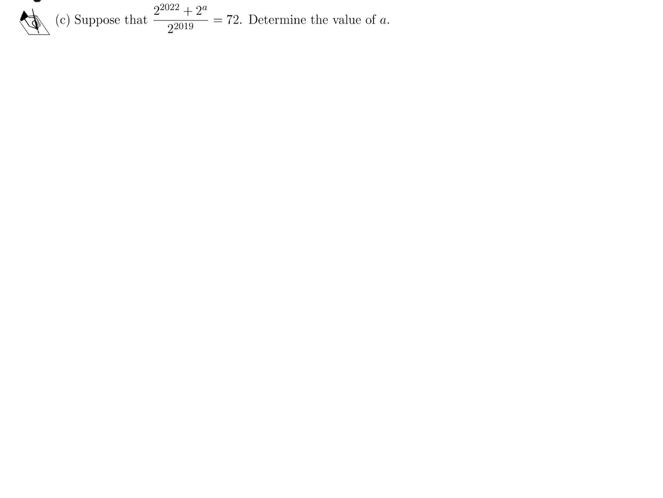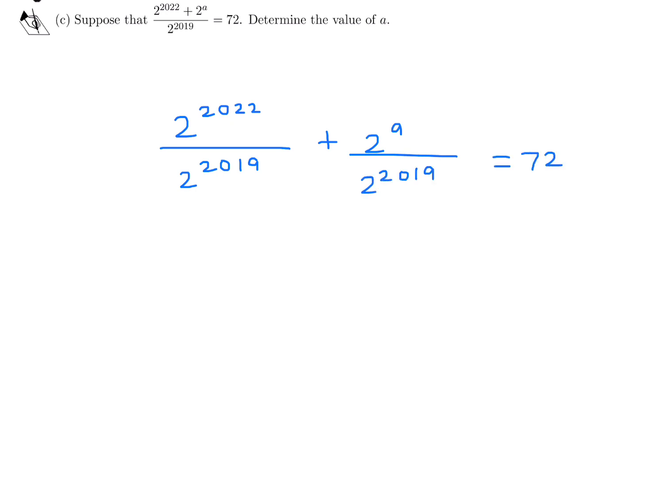Suppose that 2 to the power of 2022 plus 2 to the power of a, over 2 to the power of 2019, is equal to 72. Determine the value of a. I'm going to break it up: 2 to the power of 2022 over 2 to the power of 2019, plus 2 to the power of a over 2 to the power of 2019. When you break it up like that, it will help a little bit. So for this one, you just subtract the exponent. So it's 2022 minus 2019.